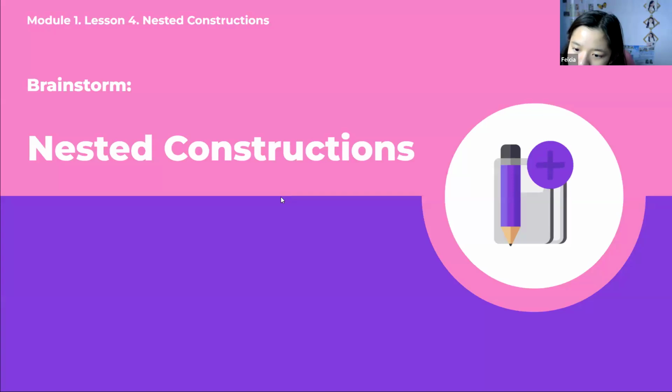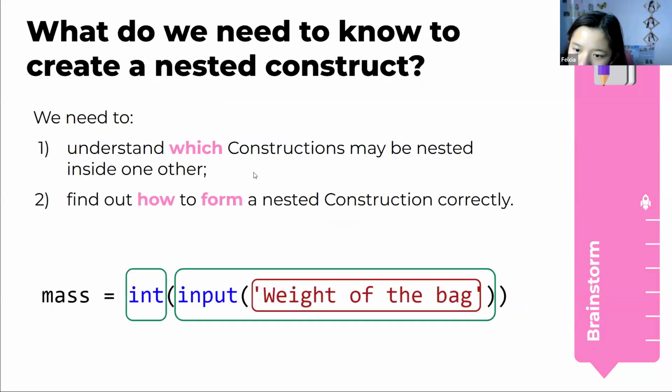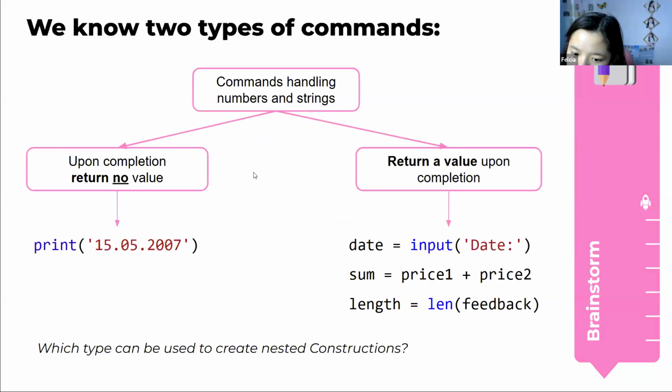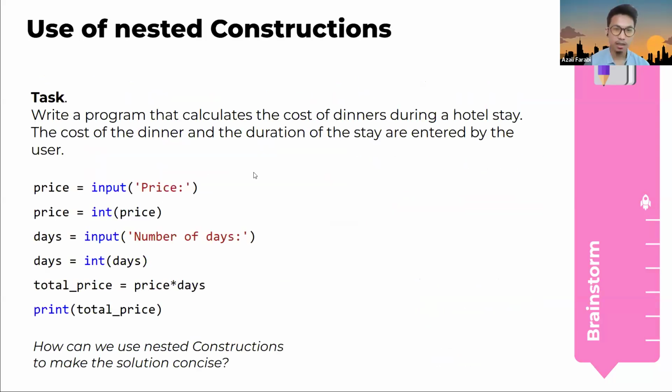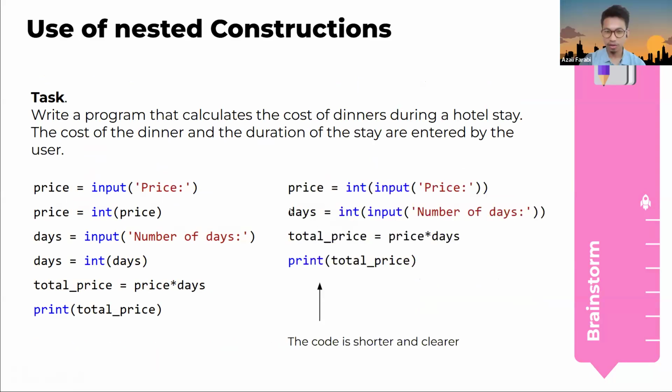Okay, let's talk about nested construction. This is the task. Write a program that calculates the cost of dinners during a hotel stay. The cost of dinner and the duration of the stay are entered by the user. Then this is the solution. The question is, could you make all of these codes shorter? Yes, you could, using this nested construction.